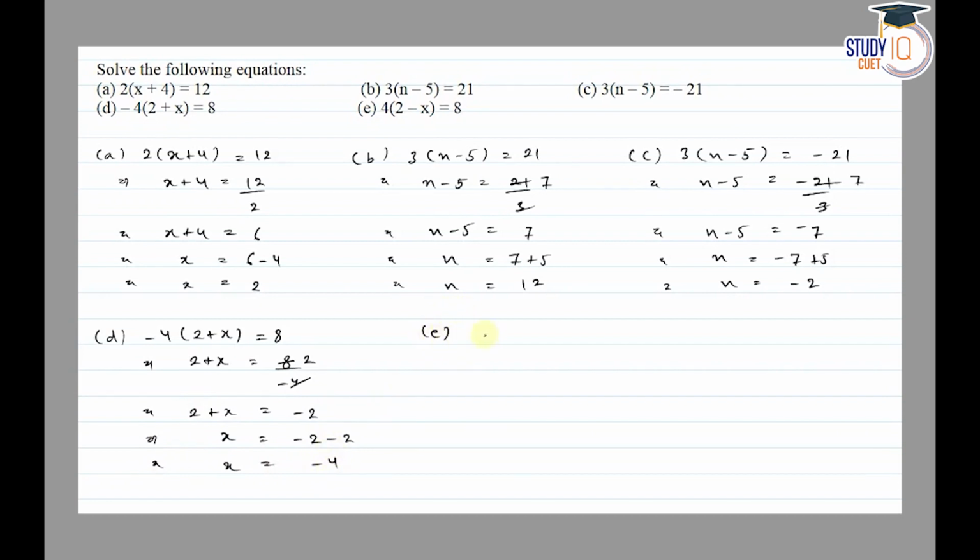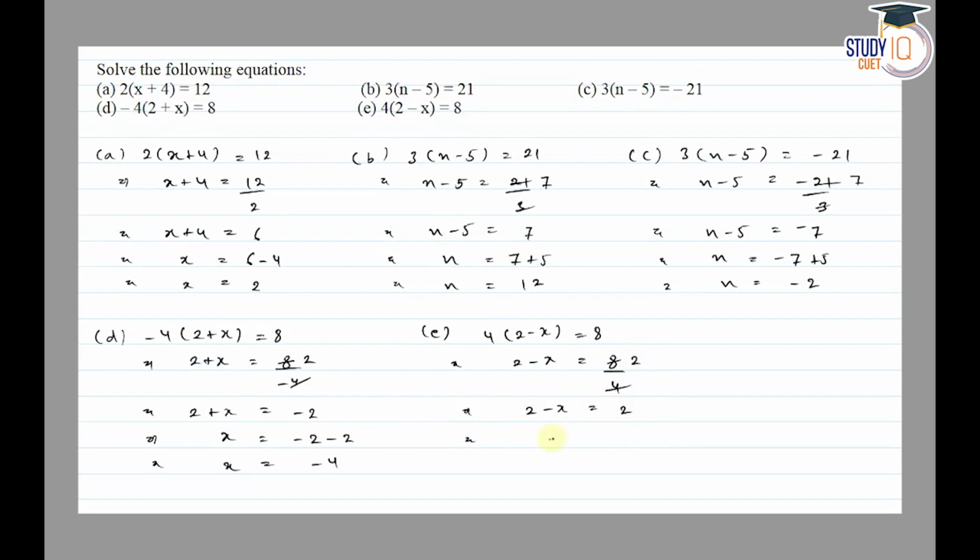Then part E is 4 into 2 minus x is equal to 8. So 2 minus x, 4 को इधर शिफ्ट कर देंगे, so जाएगा 8, यहाँ मल्टीप्लाई में है, इधर शिफ्ट करेंगे, डिवाइड मिल जाएगा अपॉन 4. 4 से 8 कैंसिल आउट हो जाएगा 2 टाइम. So 2 minus x is equal to 2.